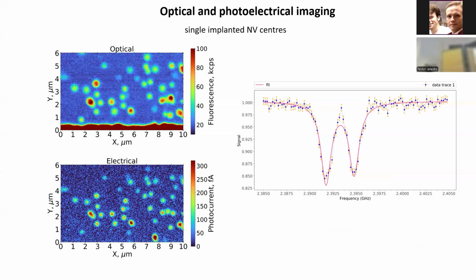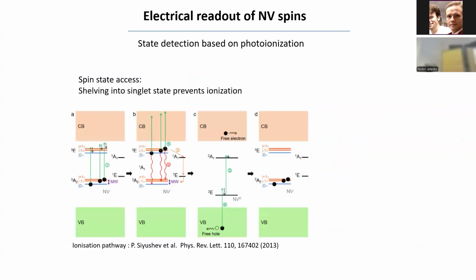How intense does your light need to be to excite into the conduction band? High intensity. You need to saturate this transition to get a high population of the excited state, and typically it's about 1 to 2 milliwatts going into the microscope objective. So compared to 100 microwatts for optical.